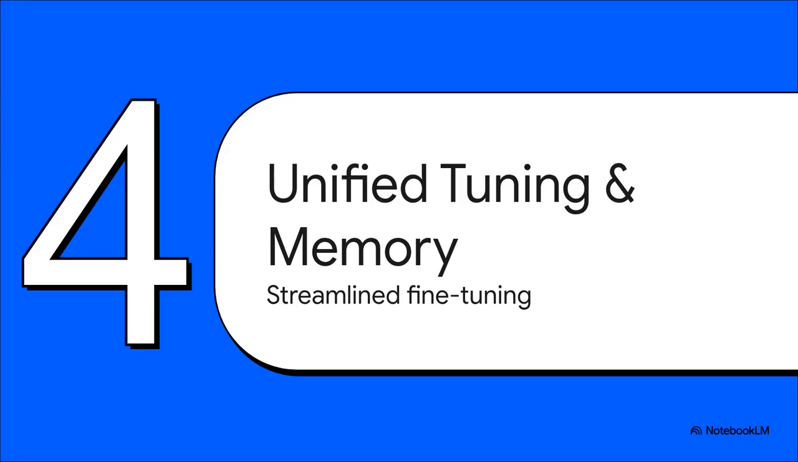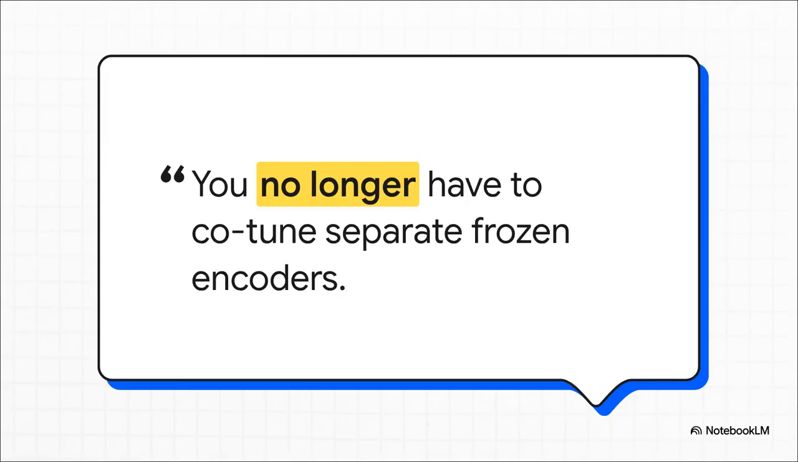Section 4. Unified tuning and memory. Now, with the hardware stripped down, we get a massive advantage when it comes to fine-tuning. If you're an ML engineer, you absolutely know the historical nightmare of tuning separate frozen encoders. If you wanted to fine-tune a multimodal model for a specific task, you had to juggle updating the LLM weights while tiptoeing around the separate, frozen weights of the vision and audio encoders, just desperately trying to keep everything aligned without breaking the model's underlying understanding.